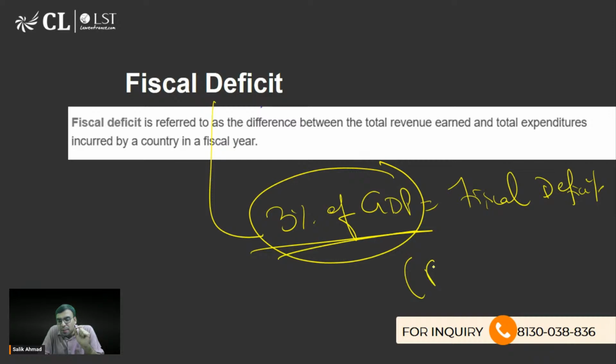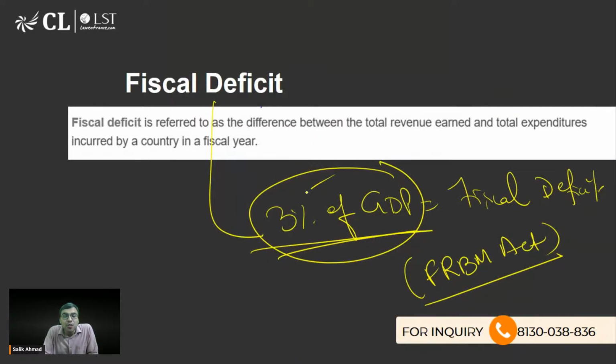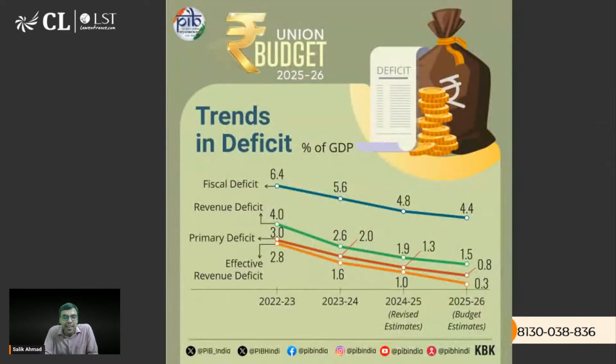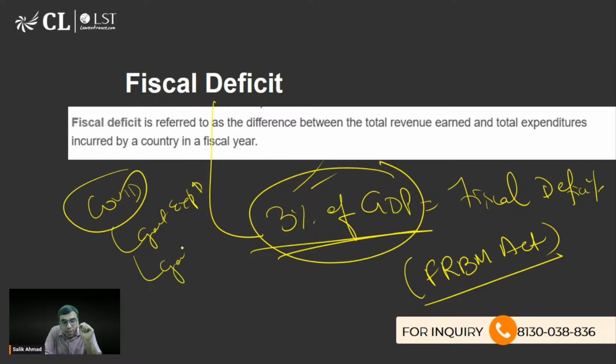This is according to the FRBM Act, the Fiscal Responsibility and Budget Management Act. I think it was passed in 2003. But what is the problem? It was going better, but then COVID came, and we have never been at 3% even before. We have not achieved this target of 3%, but we were supposed to achieve it, and COVID happened. So when COVID happened, government expenditure had to increase and government revenue went down.